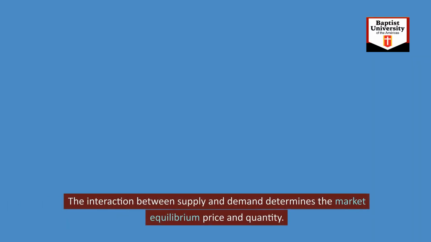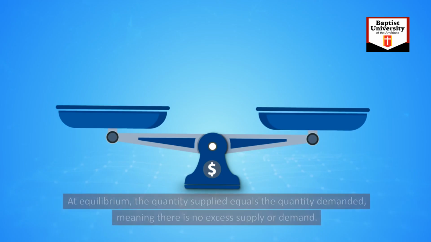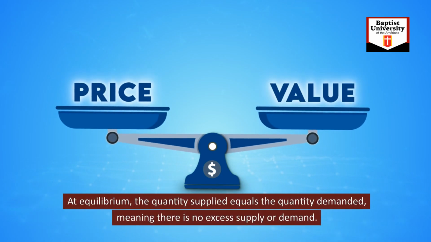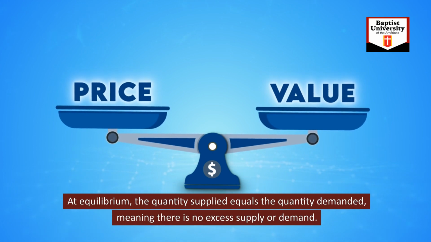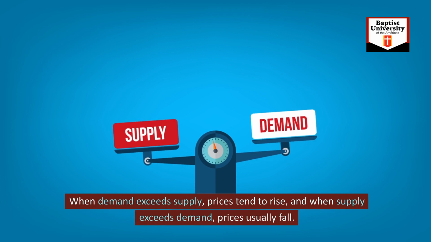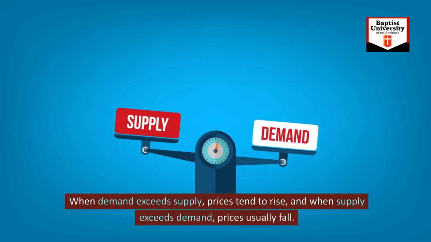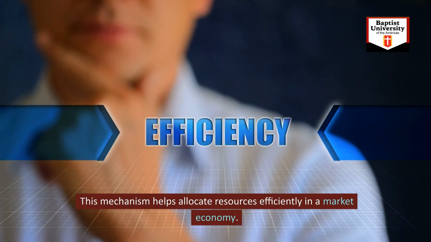The interaction between supply and demand determines the market equilibrium price and quantity. At equilibrium, the quantity supplied equals the quantity demanded, meaning there is no excess supply or demand. When demand exceeds supply, prices tend to rise, and when supply exceeds demand, prices usually fall. This mechanism helps allocate resources efficiently in a market economy.